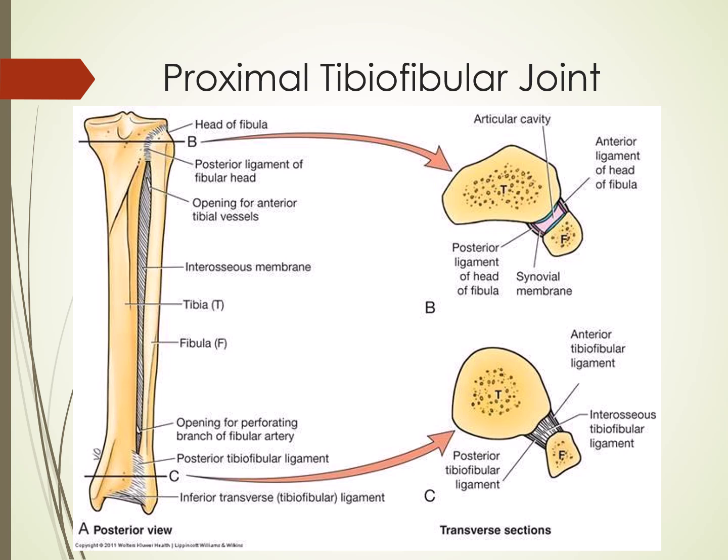Now the capsule of this superior tibiofibular joint is strengthened by two ligaments, which are the anterior and posterior ligaments of the head of the fibula. This is the head of the fibula, this is the tibia. So between them there is the anterior ligament of the head of the fibula, and this is the posterior ligament of the head of the fibula.